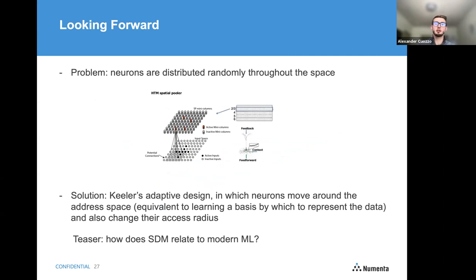The other problem that I had was that the neurons are chosen to be randomly distributed throughout the space. So you have your population of neurons, and they're randomly distributed, and they don't change their addresses. Once you have a neuron with fixed weights, it's going to be fixed at that address.